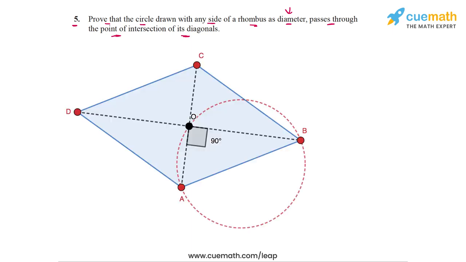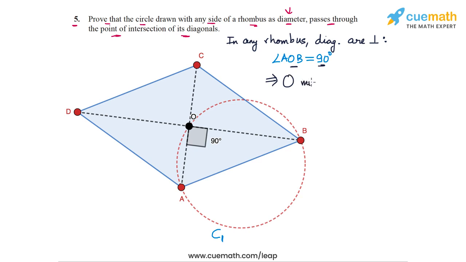So coming back to the question, let's quickly write out the proof, the reasoning that we just discussed. So ABCD is a rhombus, and we will use the fact that in any rhombus the diagonals are perpendicular. So in any rhombus the diagonals are perpendicular, and this basically means that angle AOB must be equal to 90 degrees. Now this circle that we have drawn with AB as diameter, let's call this circle C1, and this means that if angle AOB is 90 degrees, then O must lie on C1, right?